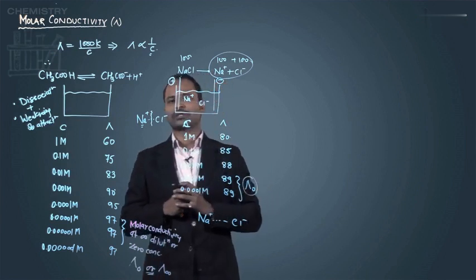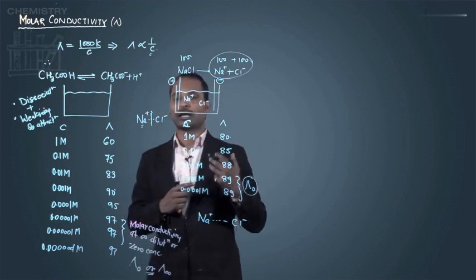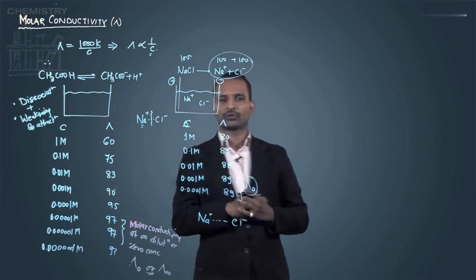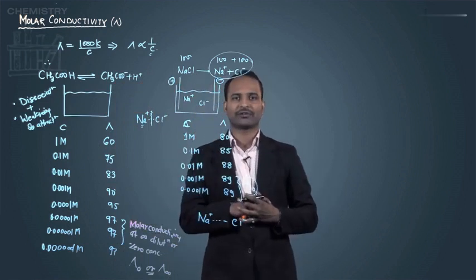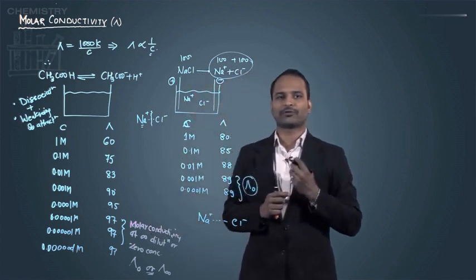So we have two methods of getting lambda naught. Either you keep on diluting and you check when the lambda value becomes constant, or secondly, we use a graphical method to get that molar conductivity at infinite dilution. So let's see how it is calculated from the graph.